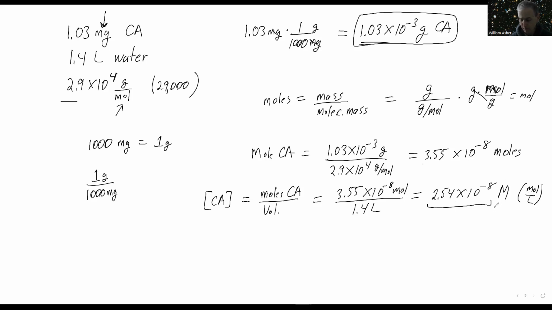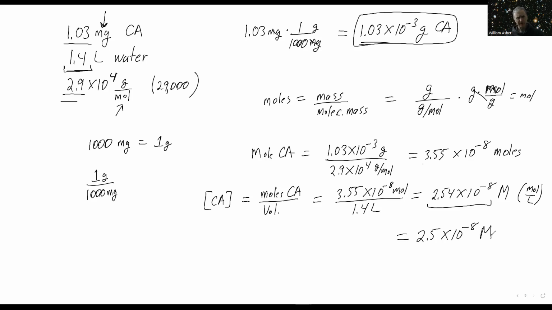Now, is this answer completely correct? No. Why? Because we have two significant digits here, two significant digits here, and 3 here, which means that our answer can only have 2 digits of precision. So we would write this as 2.5 times 10 to the minus 8th molar.